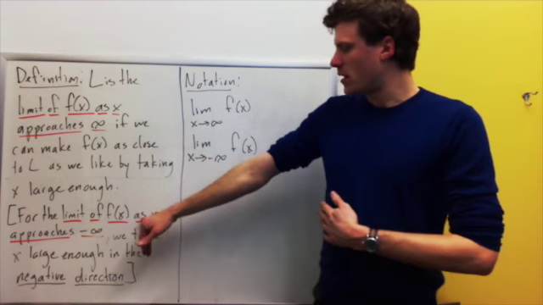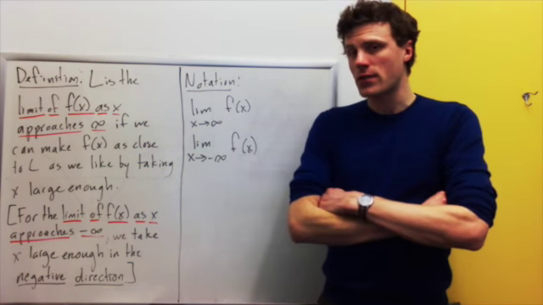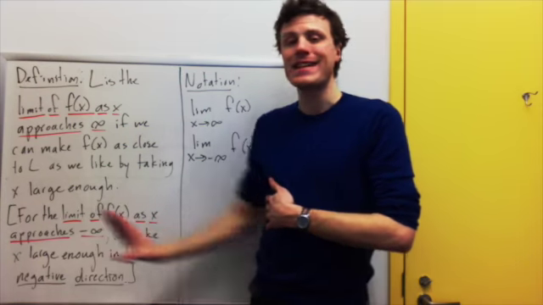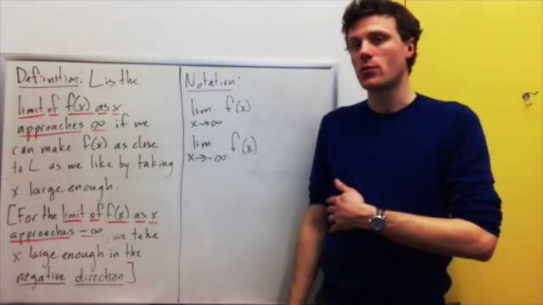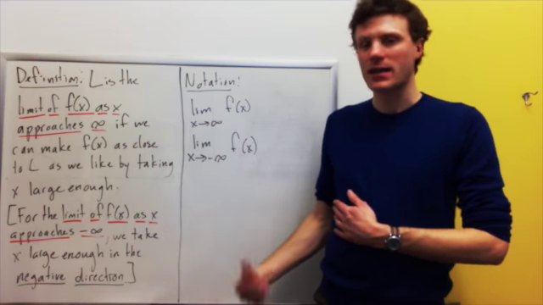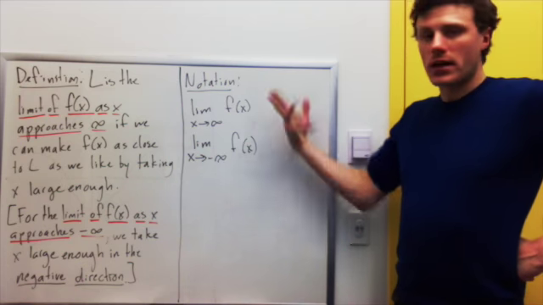Similarly, if we take the limit of f of x as x approaches negative infinity, we can make the values of f of x as close to L as we like if we take x big enough in the negative direction. Again, when I say big in the negative direction, I mean a really big negative number, really big in magnitude.